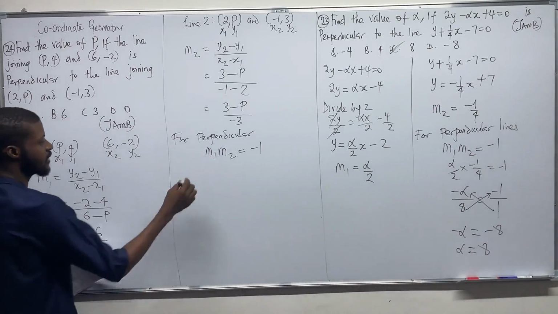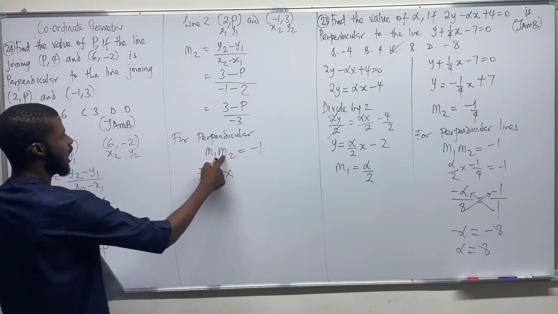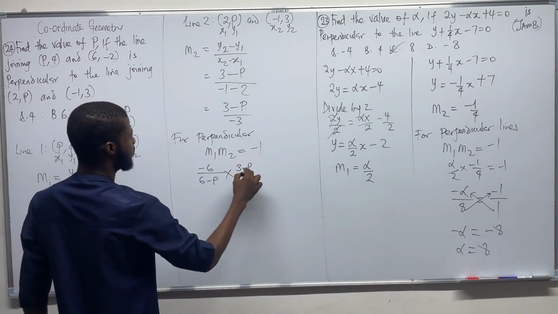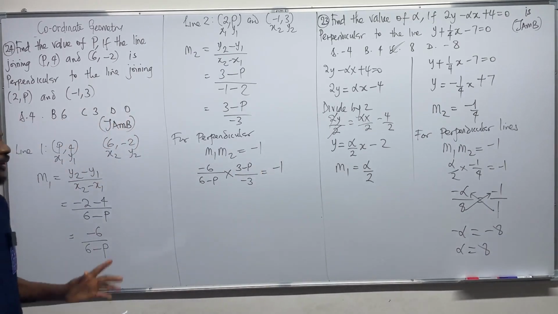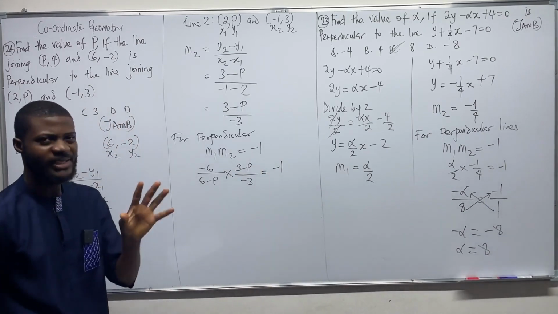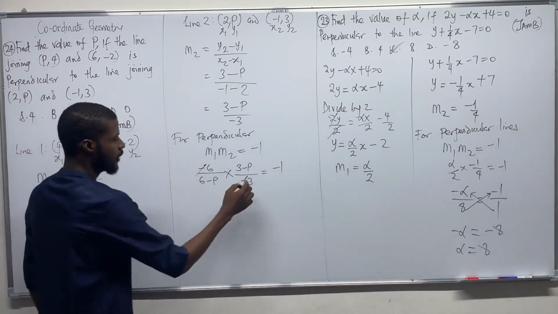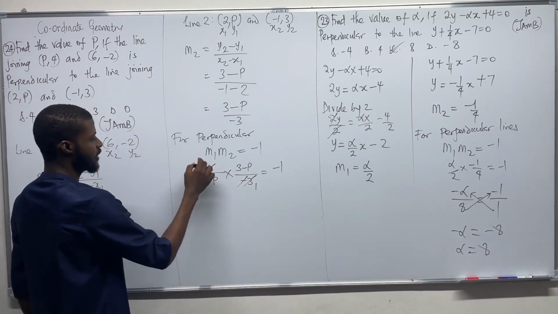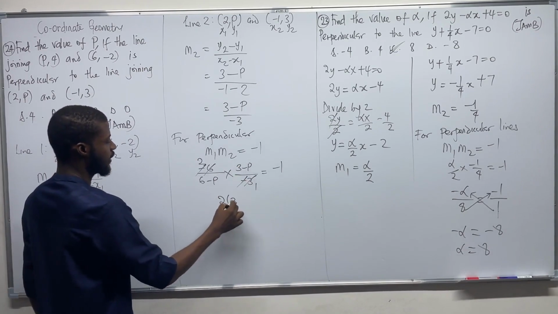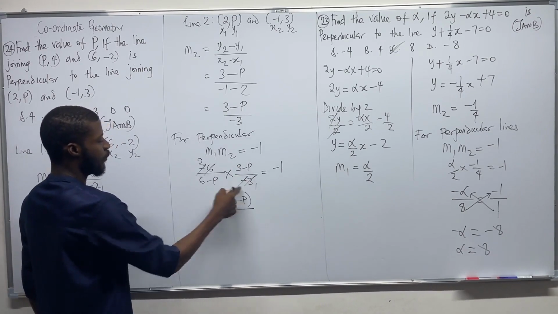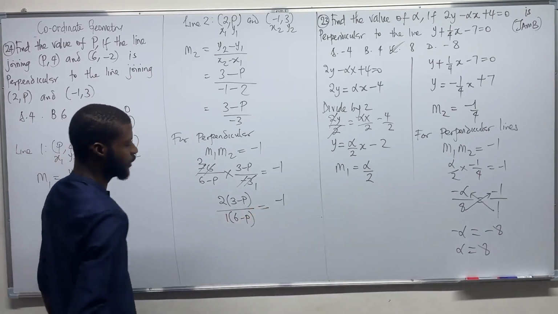So m1 is minus 6 over 6 minus p times m2, which is 3 minus p over minus 3. And this will equal minus 1. To make life easy, let us see if we can cancel out. The minus here can take away this minus here. 3 into 3 is 1, 3 into 6 is 2. So we're going to be left with 2 times this. So that's 2 bracket 3 minus p, divided by 1 times this, so that's 1 bracket 6 minus p. And this will equal minus 1.